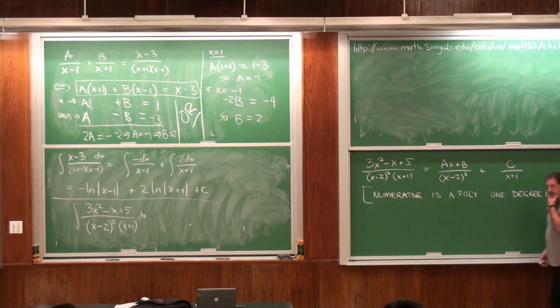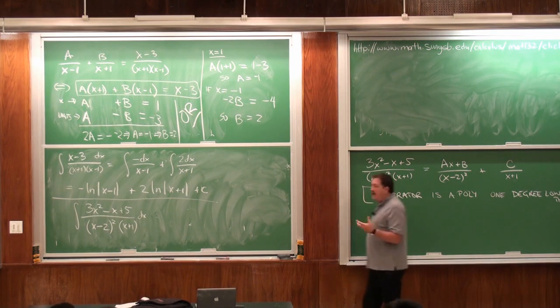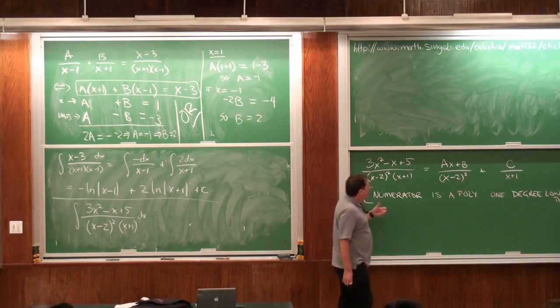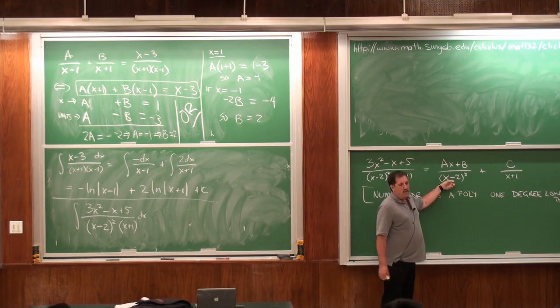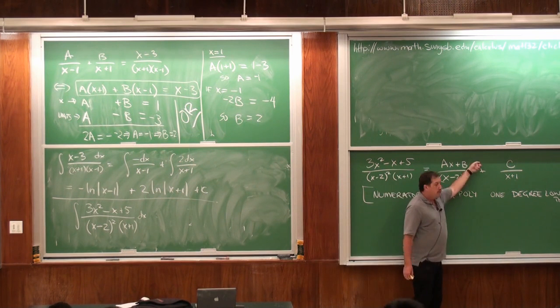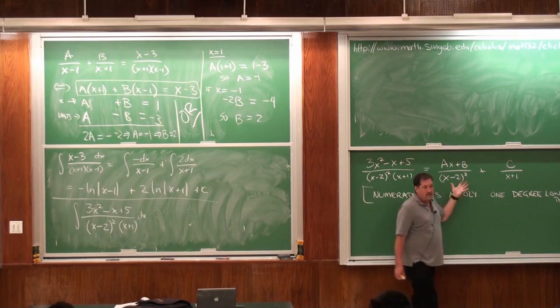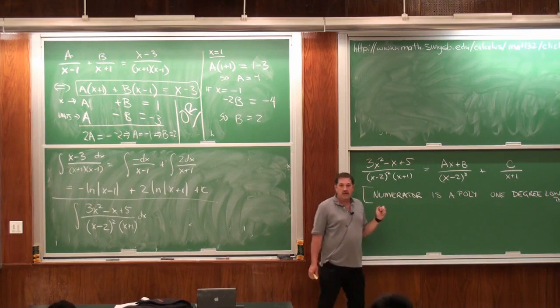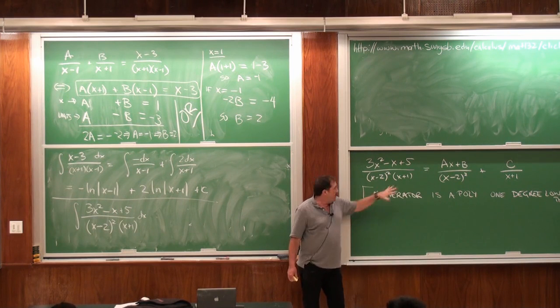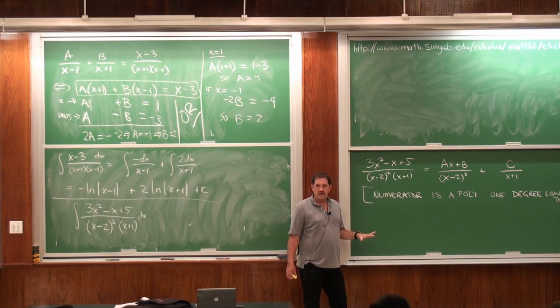Now, those of you that may have seen this before, or the way they describe it in the book, they say, okay, take a over (x minus 2) squared plus b over (x minus 2) plus c over (x plus 1). Those are the same, with slightly different choices of a, b, and c. But the advantage of doing this is this unifies the two second cases. Okay? Any questions on that at all?